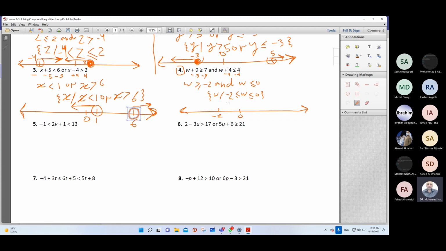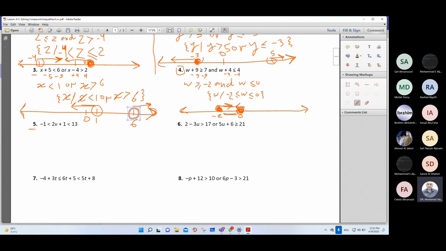As you see here, we have equal, so use a shaded circle here. And W greater than means the direction to the positive side. Then W less than or equal to 0, shaded circle also, and W less than. So this area is the intersecting solution.